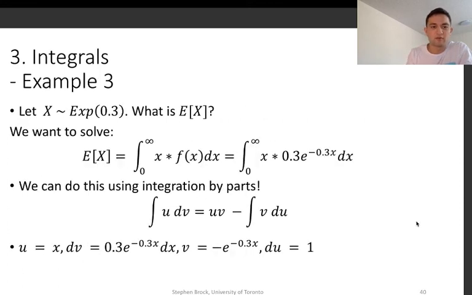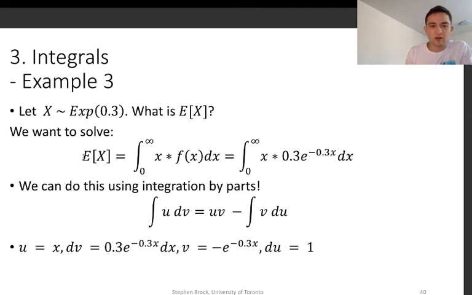Alright, so now let's try to use this integration by parts to solve a question. The question here is, let x be an exponential random variable with rate parameter 0.3. What is the expected value of x? So we want to solve the expected value of x, which is equal to the integral from 0 to infinity of x times f of x dx.